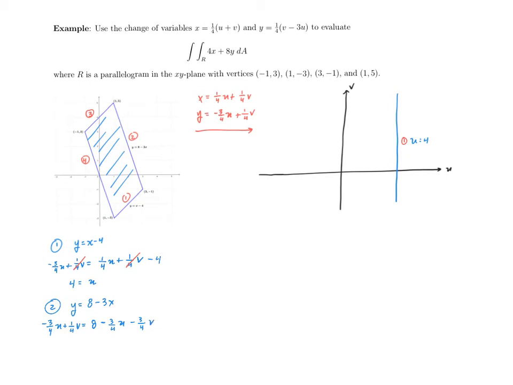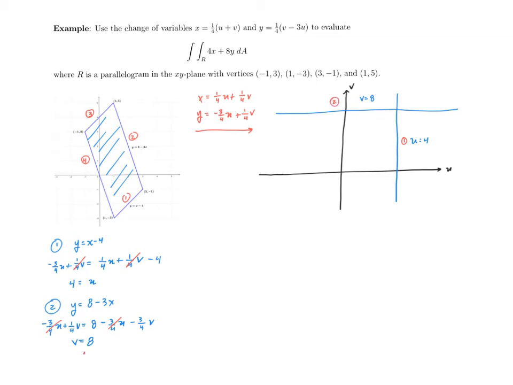So similar to our above computations, we can add 3/4 u to both sides. And we can also add 3/4 v to both sides to end up with v equals 8, which is a horizontal line segment, which corresponds to side 2.